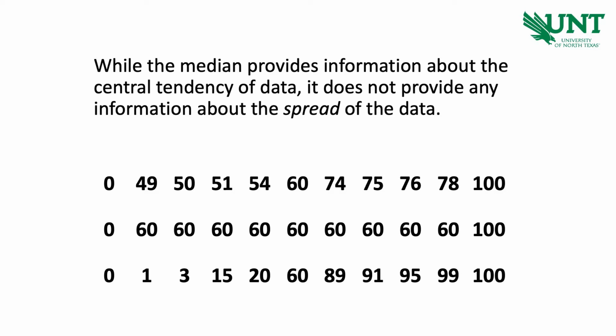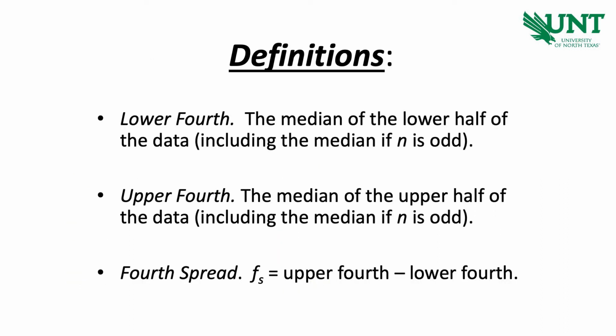While the median provides information about the central tendency of the data, it doesn't provide any information about the spread of the data. Obviously, all the datasets have the same median, which is 60. However, just look at the data for each dataset, it's really different. How can we describe such a difference? Let me introduce three important things: lower fourth, upper fourth, and fourth spread.